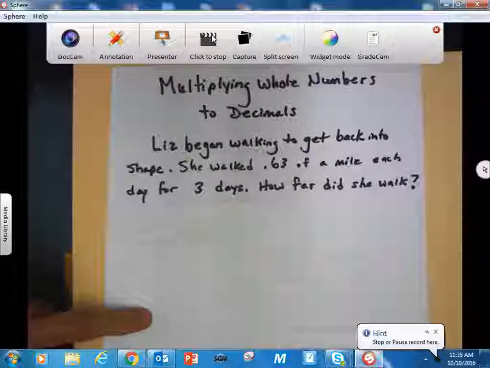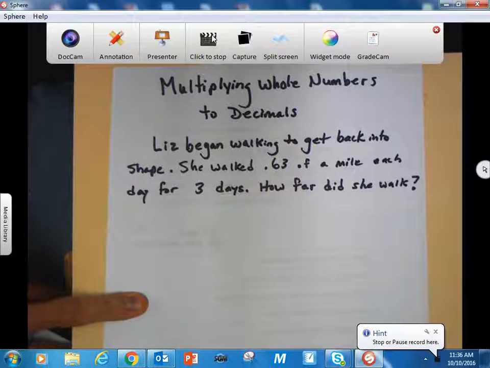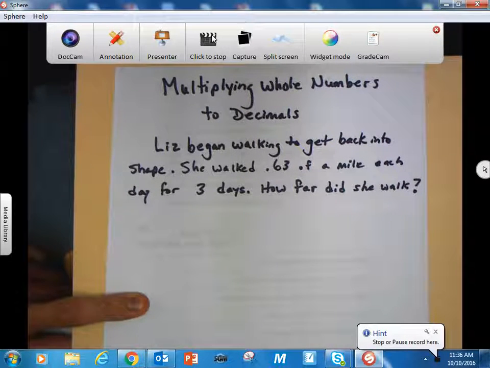Alright, good morning. Today we're going to multiply whole numbers to decimals. I have a basic story problem here to help us with this. It says, Liz began walking to get back into shape. She walked 63 hundredths of a mile each day for 3 days. How far did she walk?